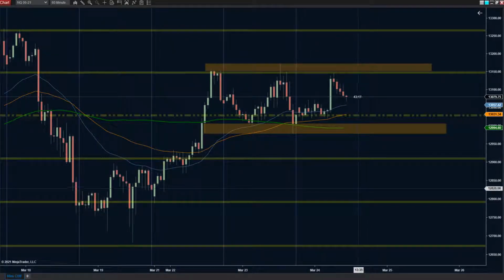So as far as the NASDAQ is concerned on the 60-minute, it's just super range-bound. There's not a whole lot going on.